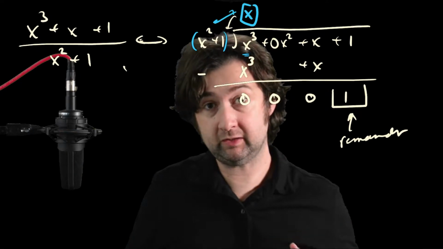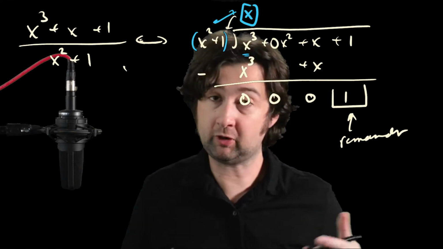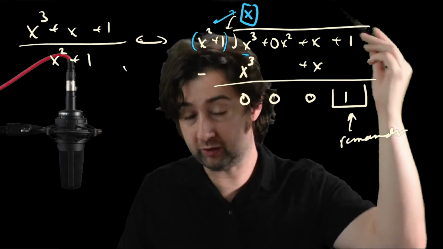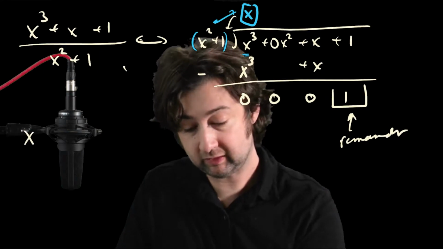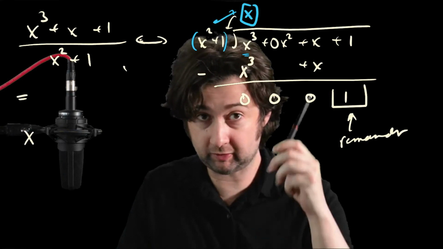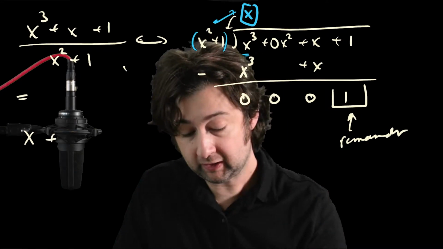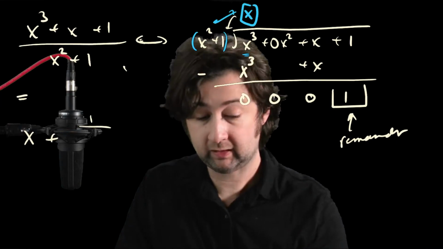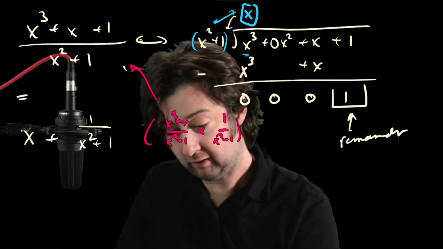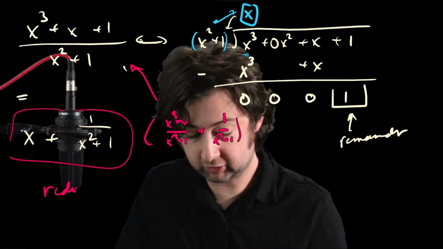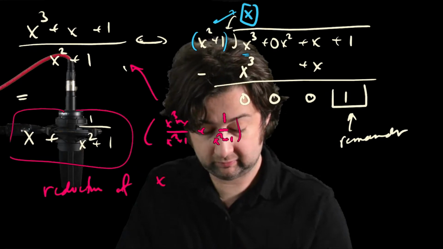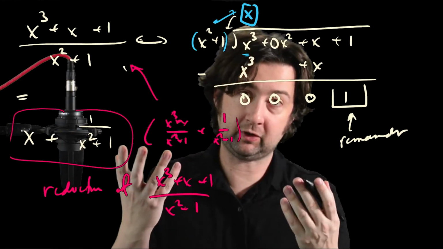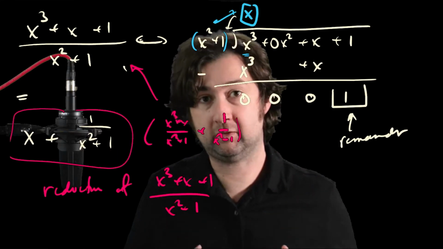So now we have all the pieces that we need to construct our polynomial plus proper rational function. The polynomial is whatever you get here, the quotient. So this entire expression is equal to x, which is the polynomial that we got as our quotient, plus the proper rational function that we get by taking the remainder and dividing by the divisor. This is what we call the reduction of x to the third plus x plus 1 over x squared plus 1. Taking a rational function and putting it into a proper form you can think of as a reduction.